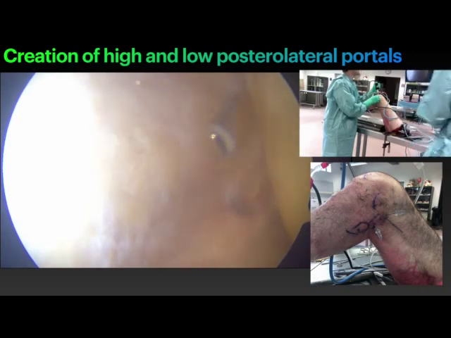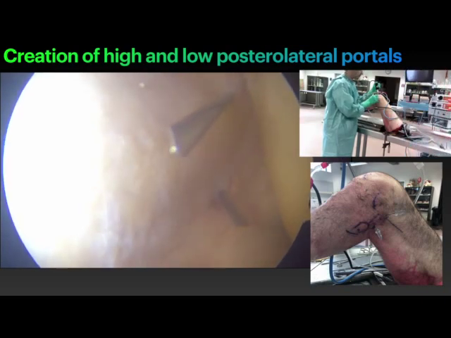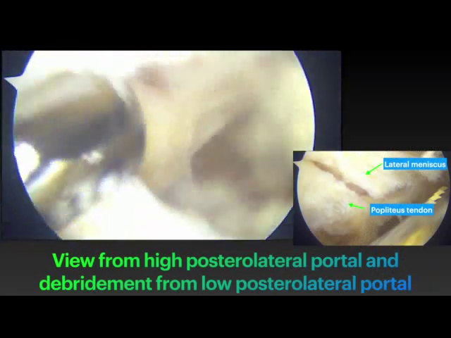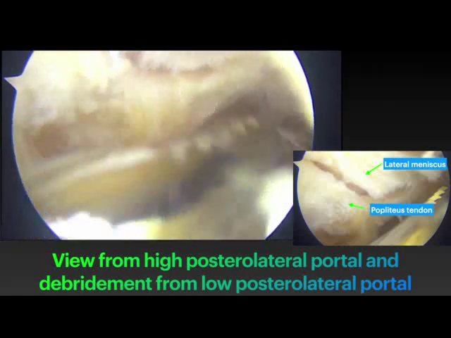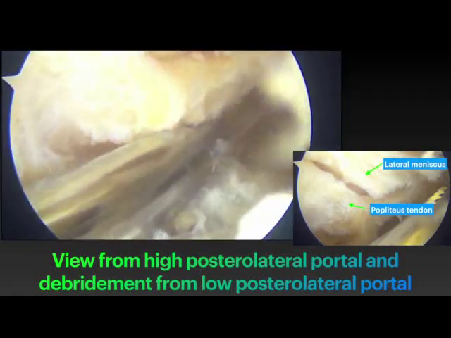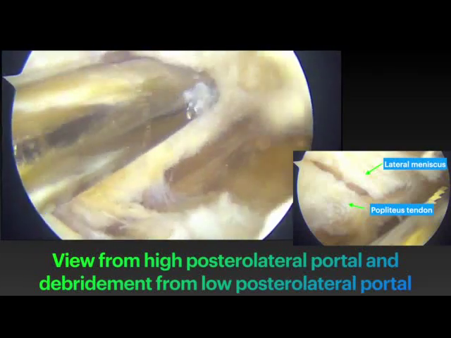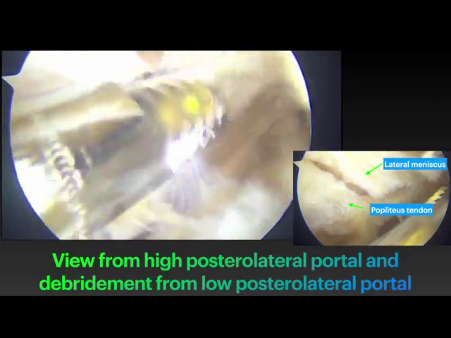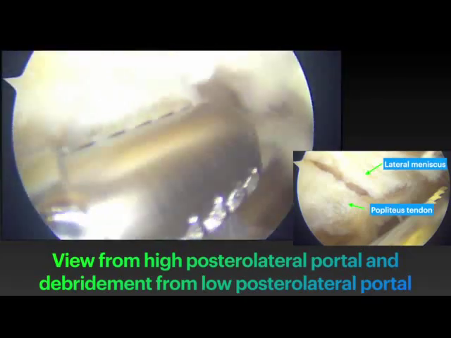Ample working space should be provided between these two portals, and the low posterolateral portal should be at the level of the lateral meniscus. With the 30-degree arthroscope in the high posterolateral portal and a shaver in the low posterolateral portal, we debride for visualization of the popliteus tendon, the musculotendinous junction of the popliteus tendon, and the popliteus sulcus. We can also view the lateral meniscus.